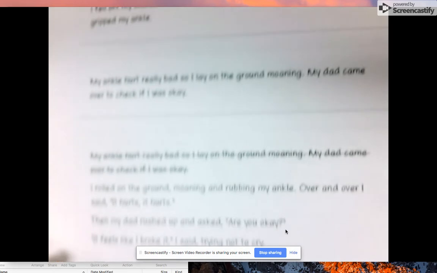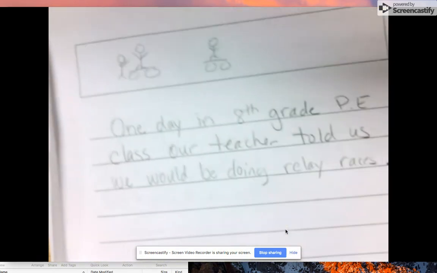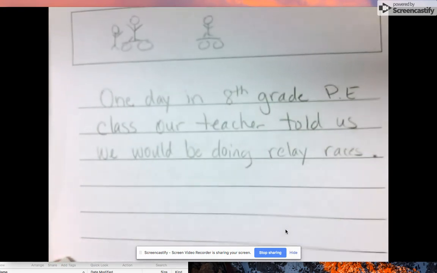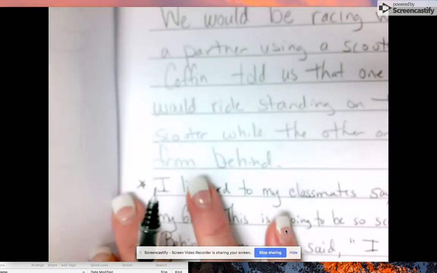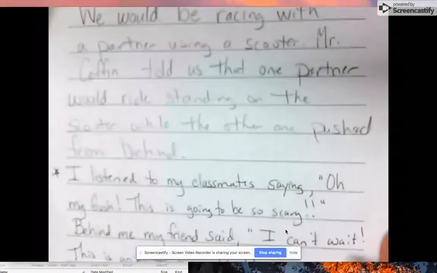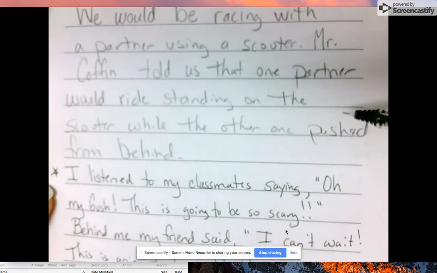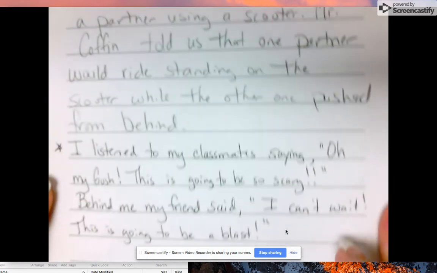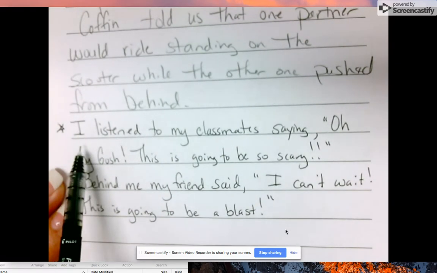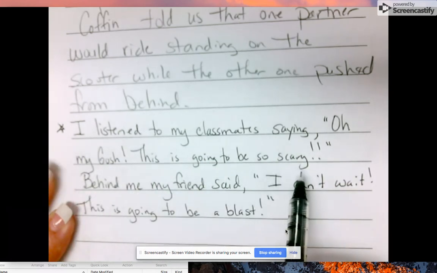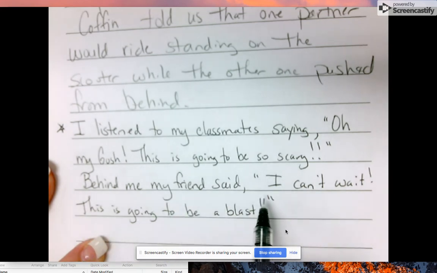Okay, so now I'm going to show a couple examples from my own piece of writing. I've already identified a couple of places, and I have added some dialogue. And then I'll try one more with you. So here is the first place. In this section, this is after Mr. Coffin told us that one partner would be riding the scooter standing up and the other would get pushed from behind. And I just remember hearing these things happen. It says, I listened to my classmates saying, oh my gosh, this is going to be so scary. But behind me, my friend said, I can't wait. This is going to be a blast.